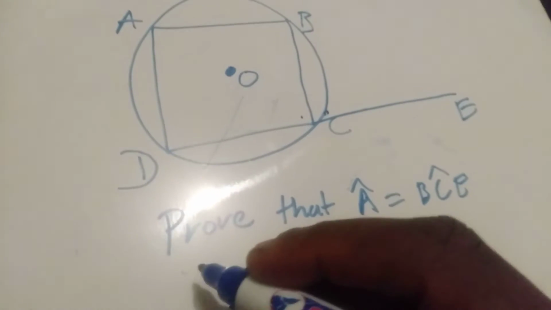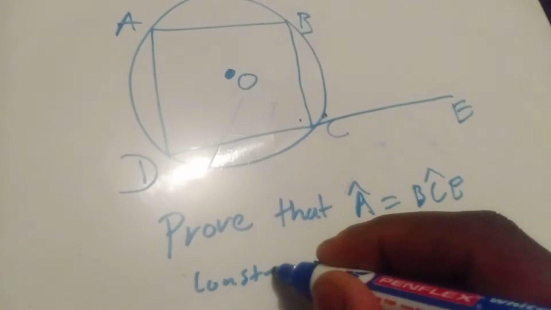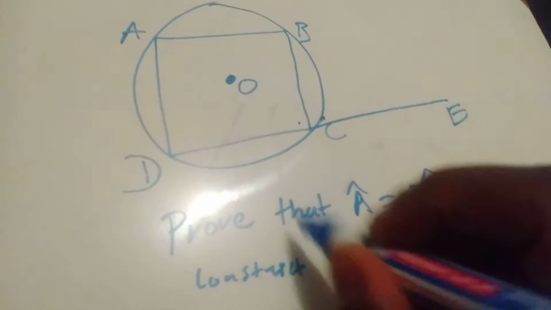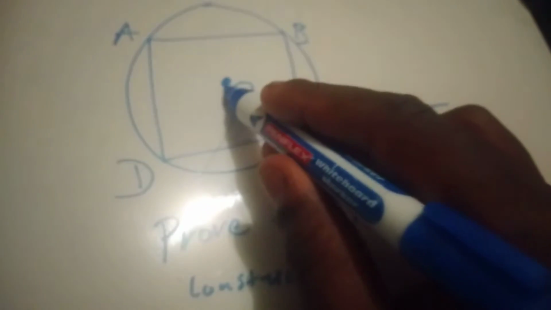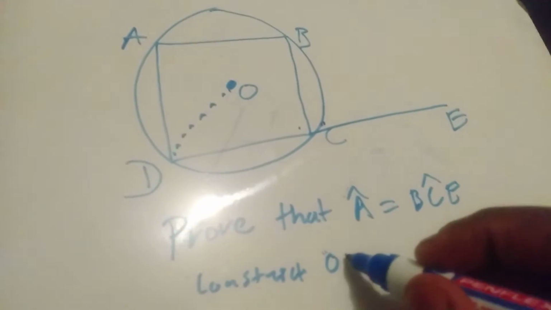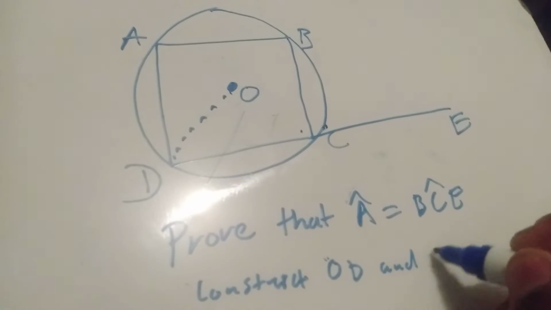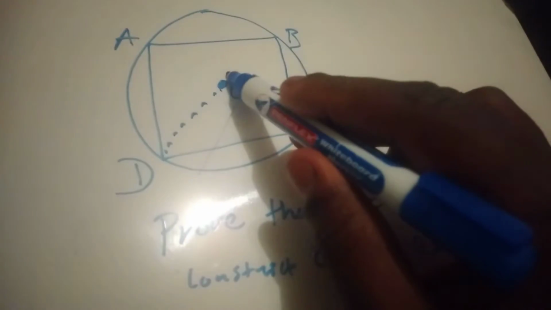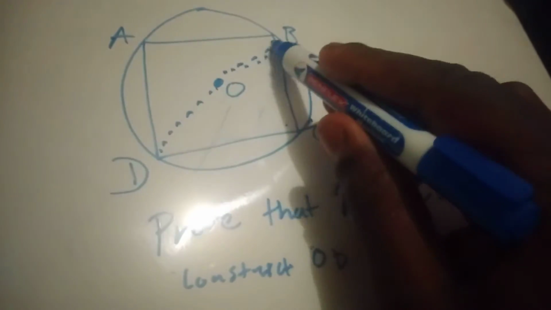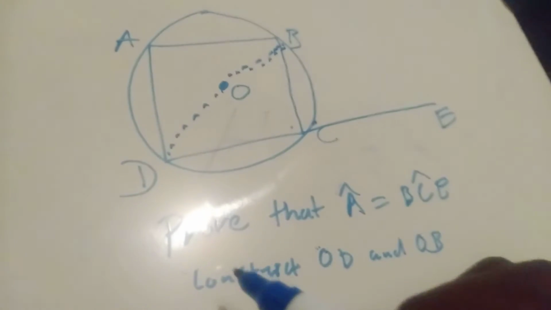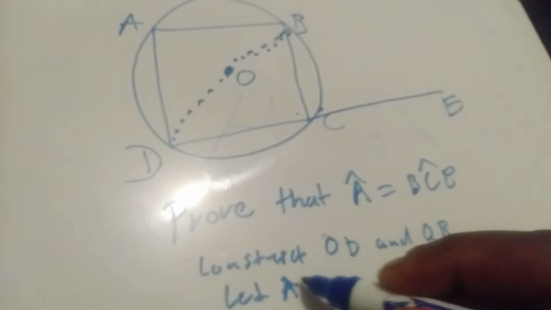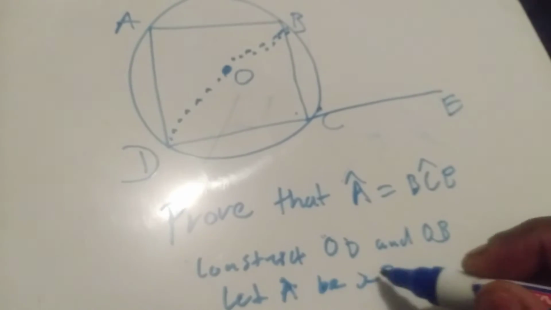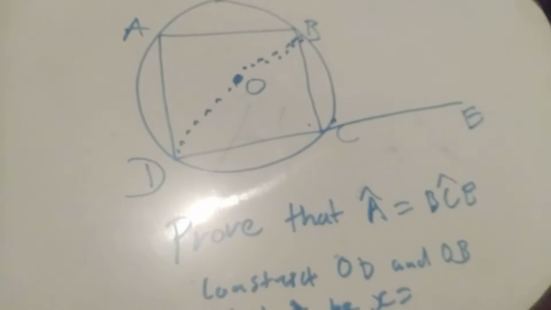So first you're gonna say construct line OC. So we're gonna call OD. We're gonna construct line OD and line OB. And then from there we're gonna say let angle A be X. And this question is more likely to come out, by the way. So we're gonna call this X.